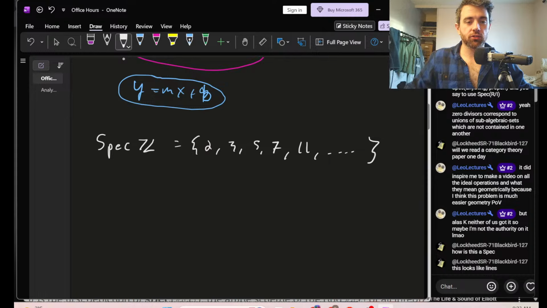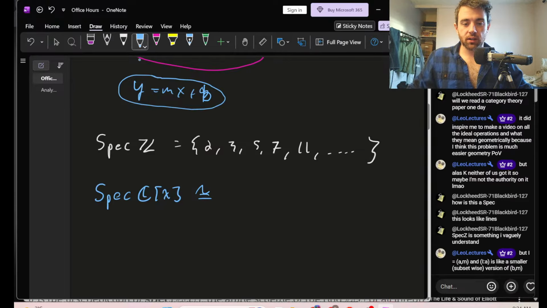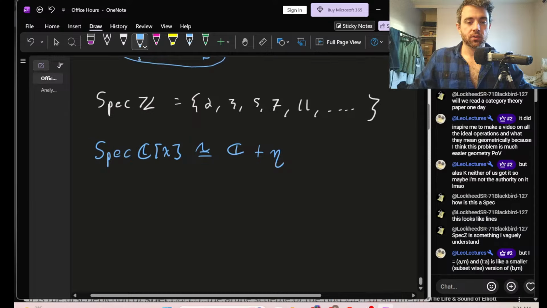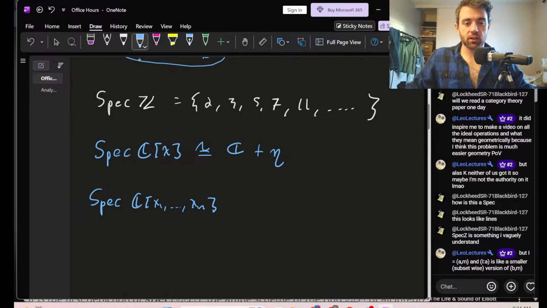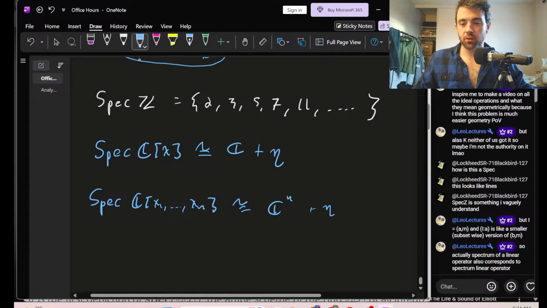Also, here's one that you know. Here's another one that you know. Spec C[x], right? What is this? It's roughly just the complex numbers, plus we have the generic point, which sometimes we call eta. Slightly more generally, Spec of this is just C^n. Again, we have a generic point as well.